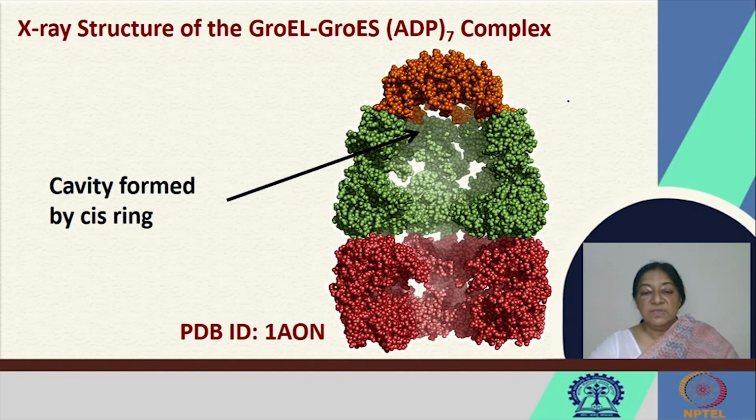Then we have the cavity that is formed by this cross-sectional part of this ring. So this is where we have the huge cavity where this cis ring allows the cavity to be formed.